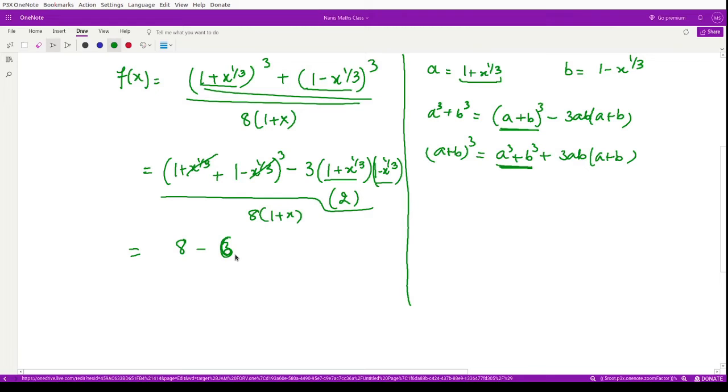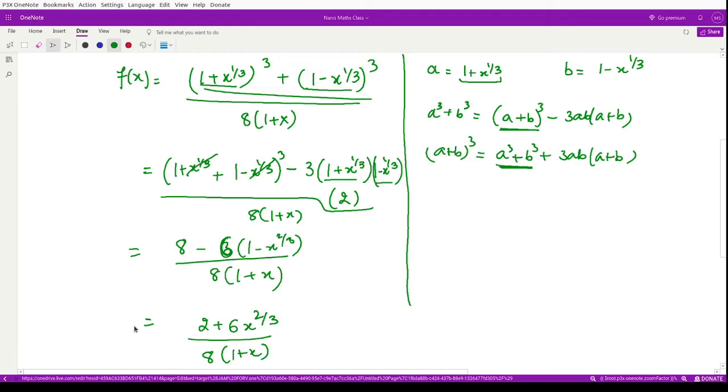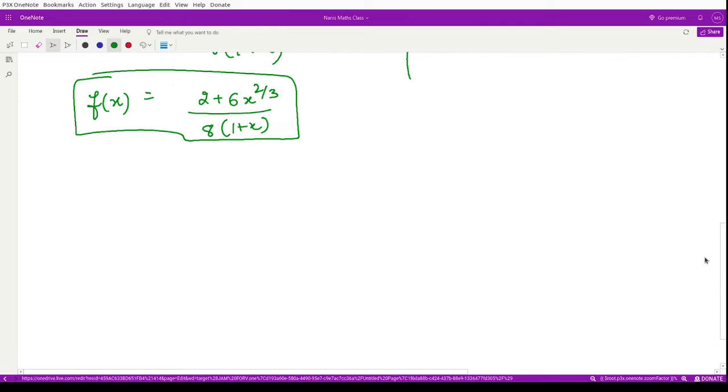So you have (8 minus 6) into (1 minus x) to the power 2 by 3 divided by 8 into (1 plus x), right? Or you could also write this as (2 plus 6x) to the power 2 by 3 divided by 8 into (1 plus x), just simplifying the given function. Now this is your function, and we can now calculate the derivative. Earlier also you could calculate the derivative, but now this is simpler.